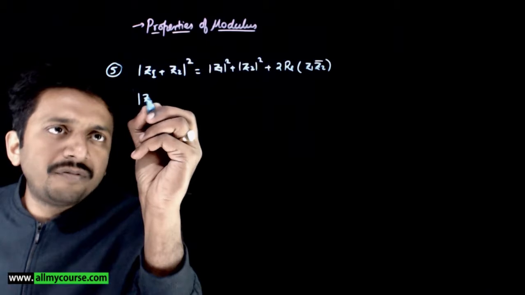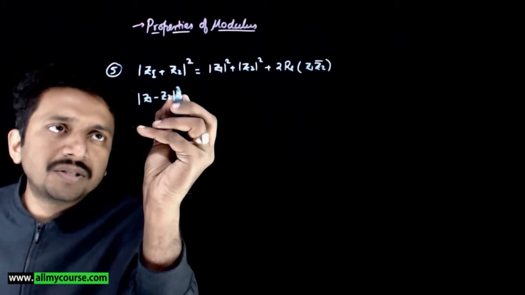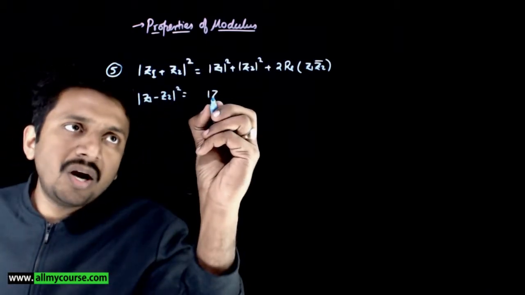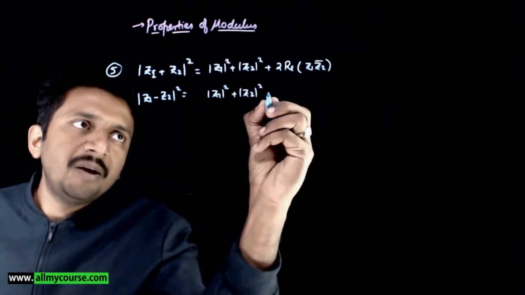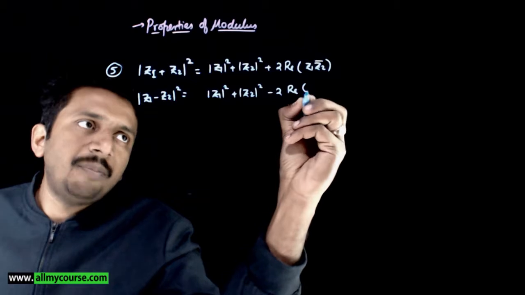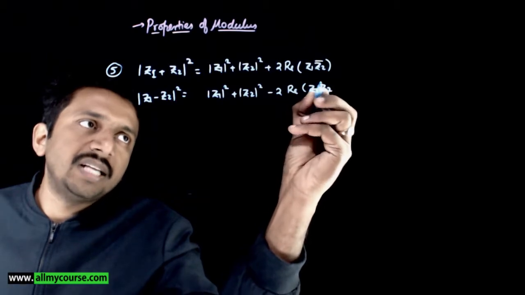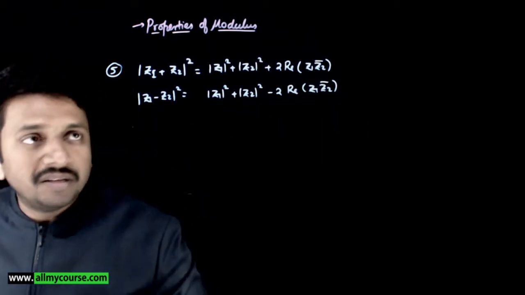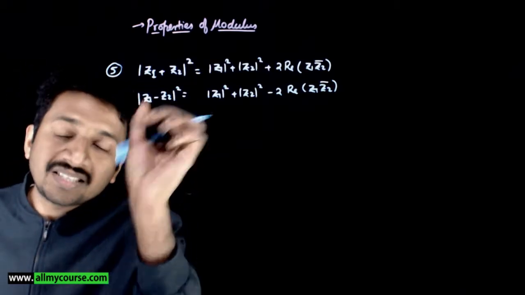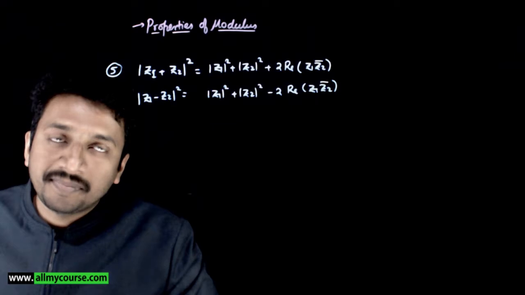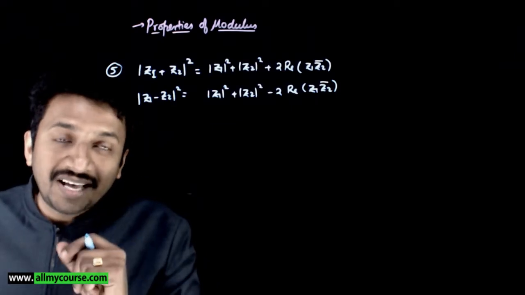And mod of z1 minus z2 whole square is equal to mod z1 square plus mod z2 square minus 2 times real part of z1 z2 bar. So these are the two properties which deal with moduluses of sum of two complex numbers. So let us see how these are happening.